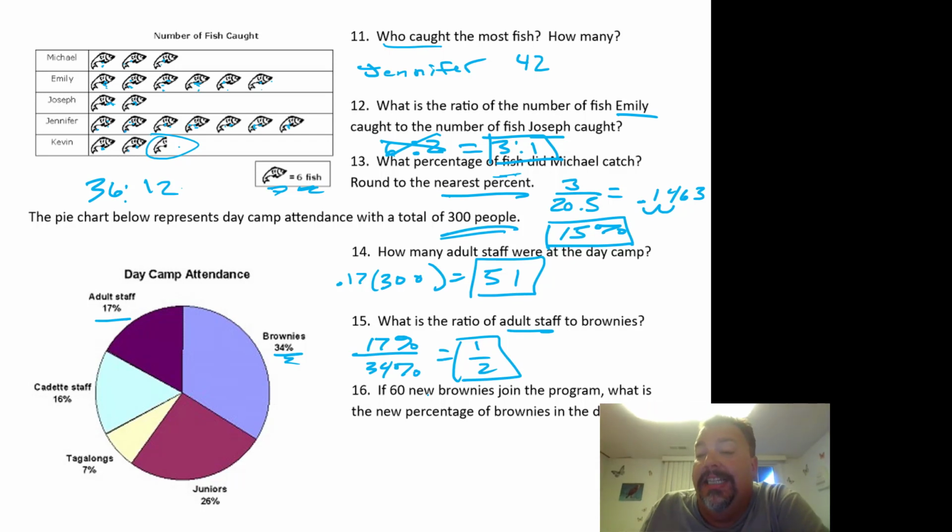Number 16 is the trickiest problem because this one we're adding 60 new brownies join the program. What is the new percentage of brownies in the day camp? So, well, first off, we need to know the number of brownies we have now. If we take 34% of what we have now, 300, 0.34 times 300 is going to give us 102 brownies.